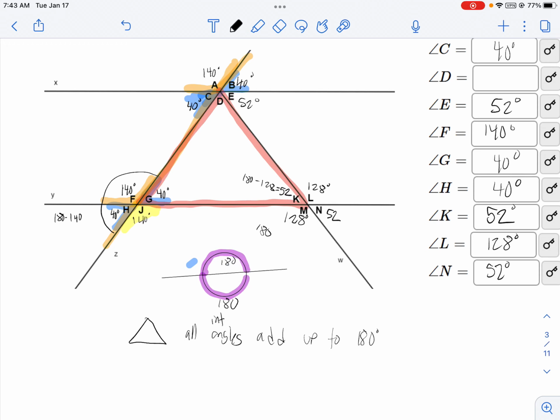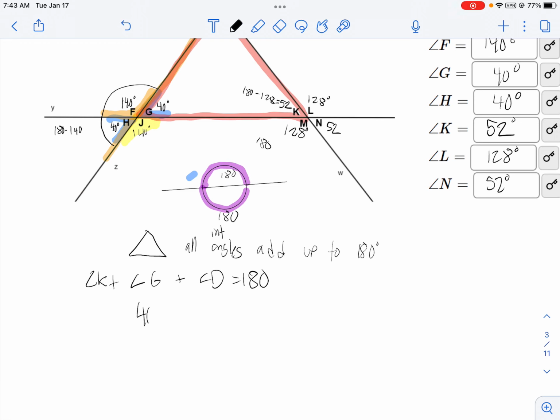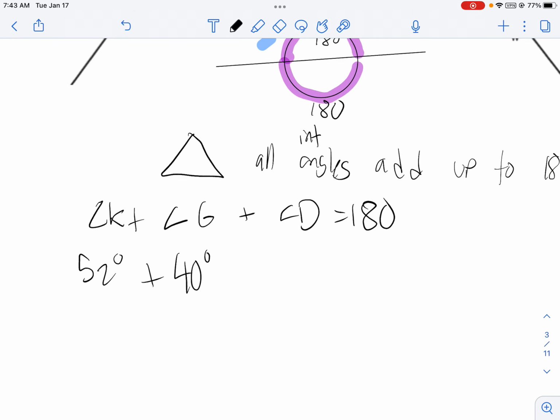Which means that here, your angle K, your angle G, and your angle D, all of them must add up to 180 degrees. Well, we already know what angle G is. We know that's 40. We already know what K is. We know that's 52. Which means that if we add it to angle D, the only one we don't know, we should be getting 180. Well, 52 plus 40, that's 92. So then we have angle D plus 92 degrees equals 180. Just do that subtraction, and you get, what, 88?